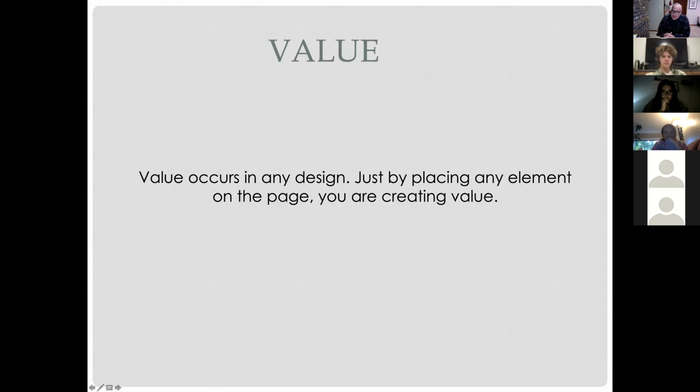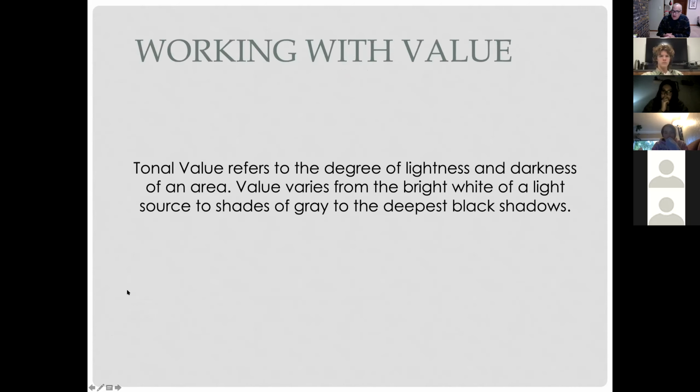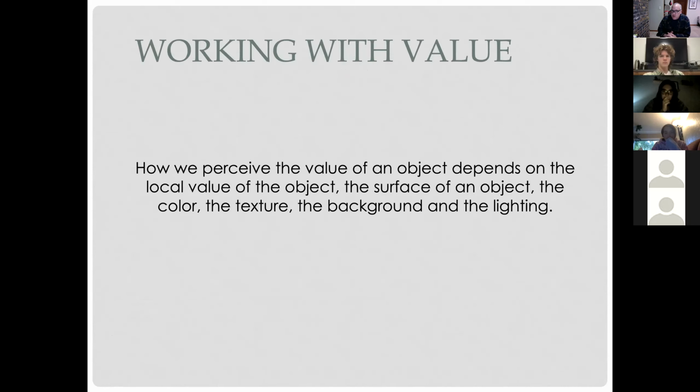So value occurs in any design just by placing any element on the page. You are creating value. Tonal value refers to the degree of lightness and darkness of an area. Value varies from bright white of a light source to shades of gray to the deepest black shadows, so the whole range of values. How we receive or perceive value of an object depends on the local value of the object, the surface of an object, the color, the texture, the background, and the lighting.